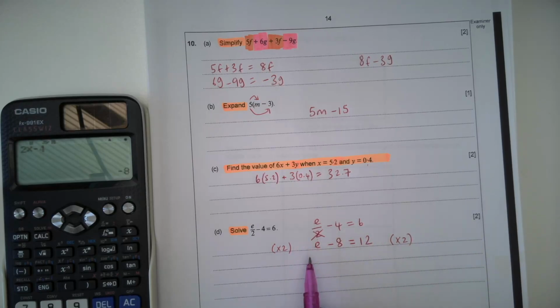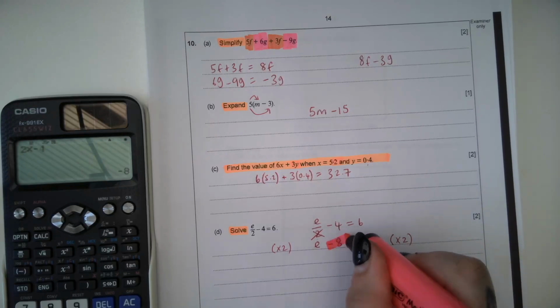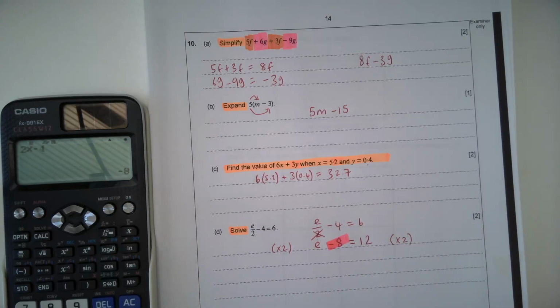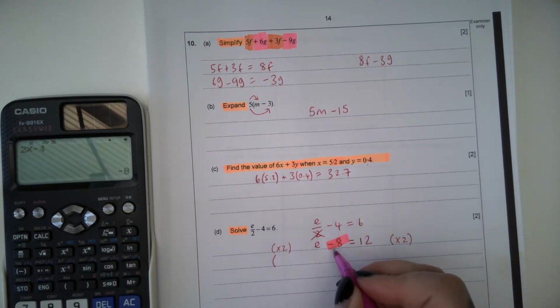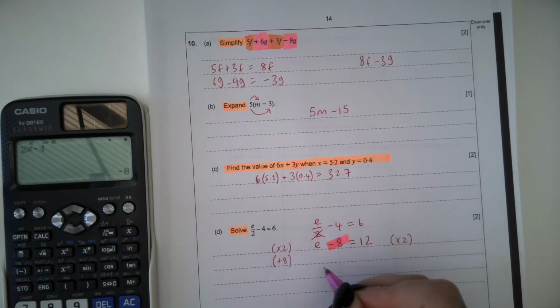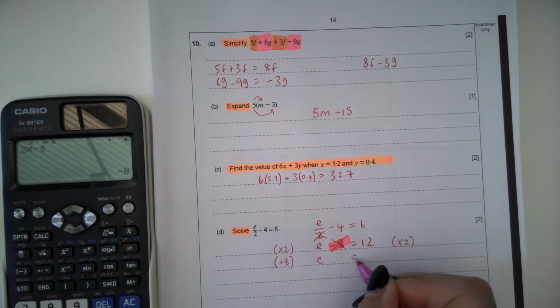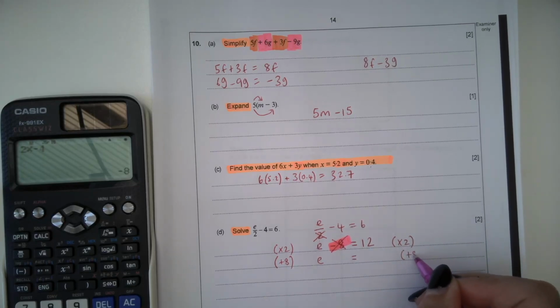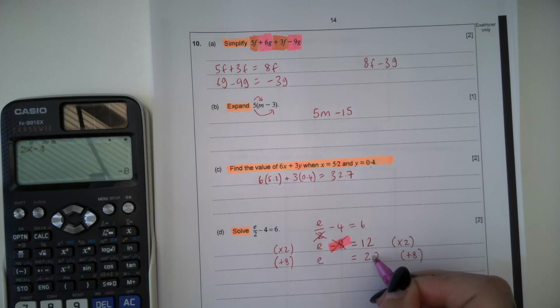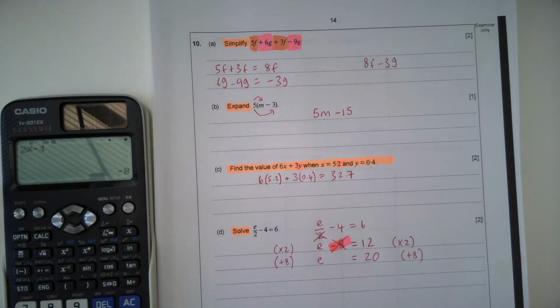Now I have a one-step equation. I'm aiming to solve for E, remember, so I'm aiming to isolate E. So the next thing I'm going to eliminate is the subtract 8. The inverse of subtracting 8 is to add 8. So when I add 8 to the left-hand side, that cancels the 8 out. And then when I add 8 to the right-hand side to balance the equation, that tells me that E is equal to 20.